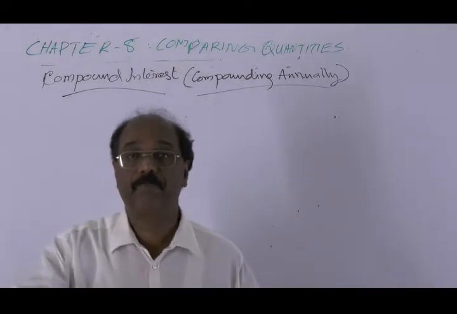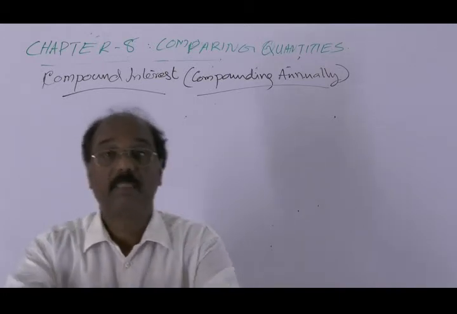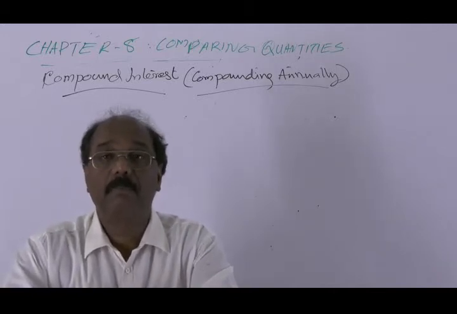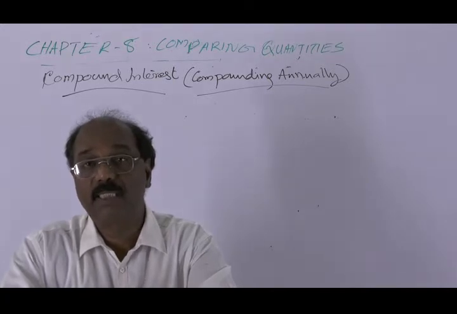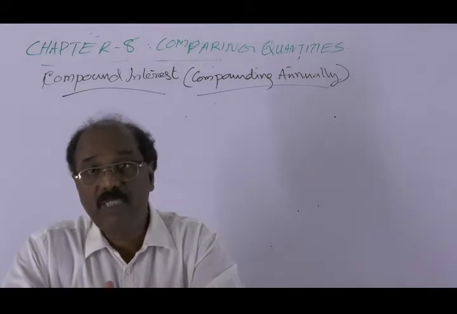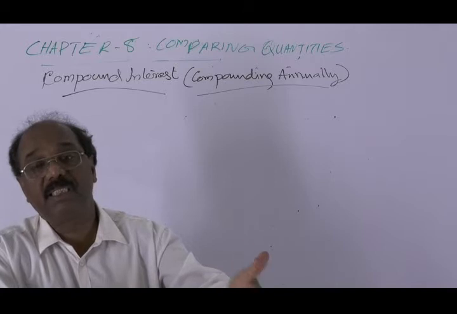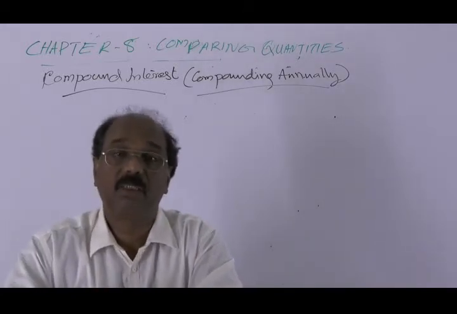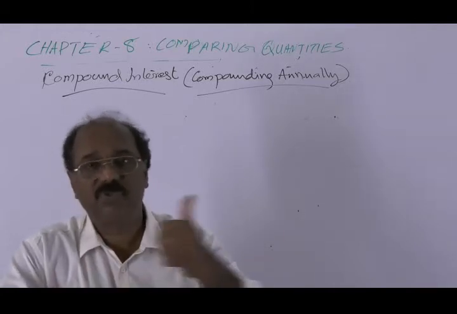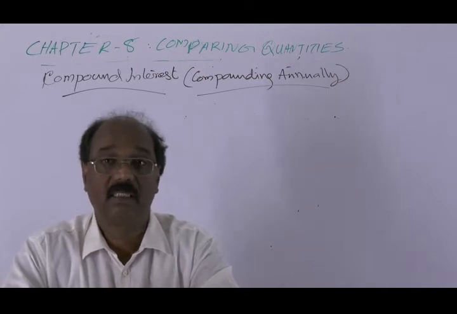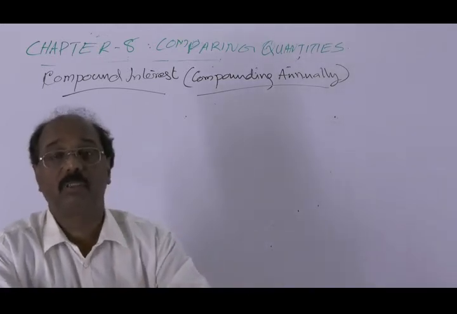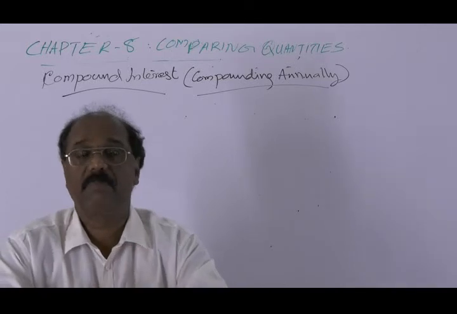Compound interest. By compound interest we mean compounding the interest to the principal amount to calculate the next period's interest. That is, interest will be given for the previous period's interest also. That is compounding the interest, or compound interest. There are different schemes of compounding this interest: annually compounding, semi-annually or half-yearly compounding, quarterly compounding, etc.